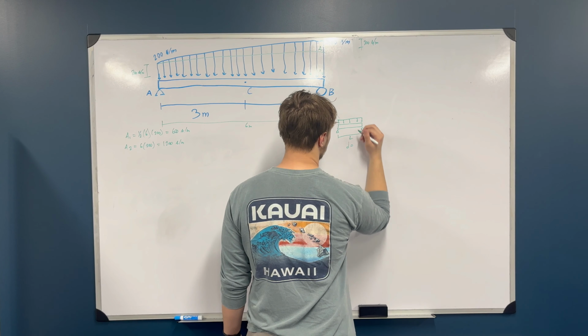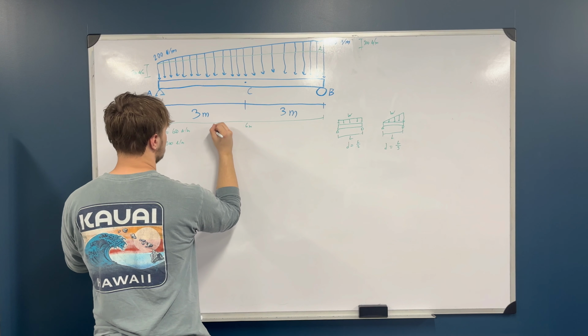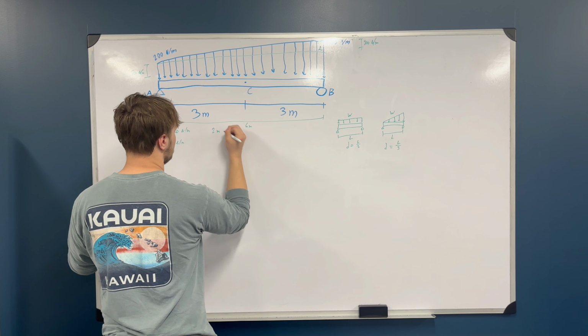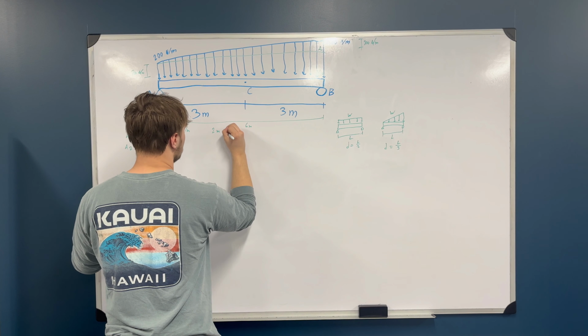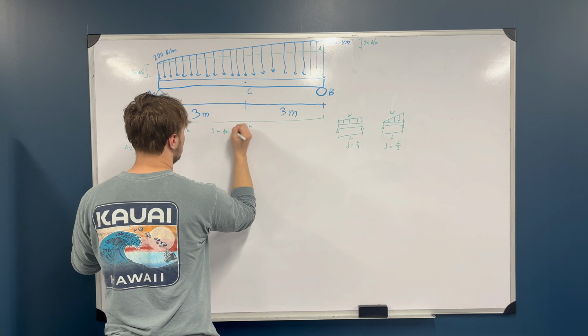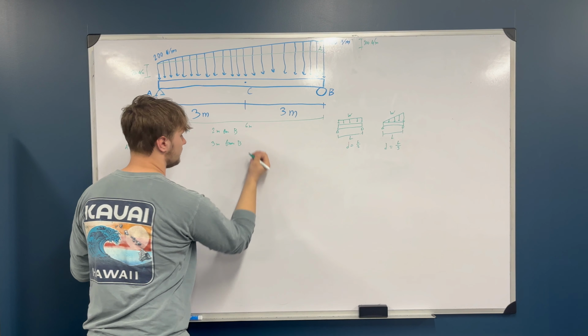So for area 1, the triangle, we use this formula: D, the distance, is the full length 6 divided by 3, which is just 2 meters from point B. Same thing for area 2, but with L over 2 this time, it's going to be 3 meters, again from point B.